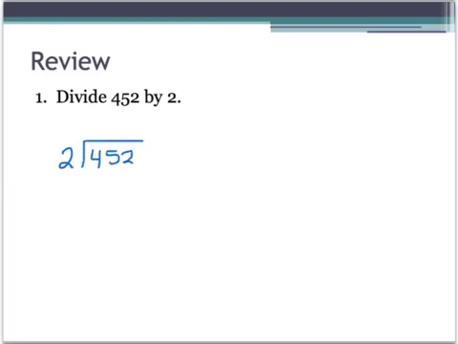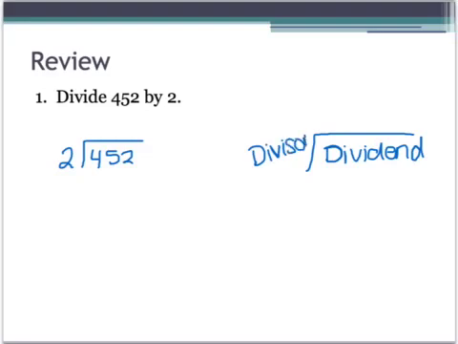The number that is being divided is called your dividend. The number that is doing the division, in this case it's our 2, that is called our divisor. And the value that results is called our answer or our quotient.